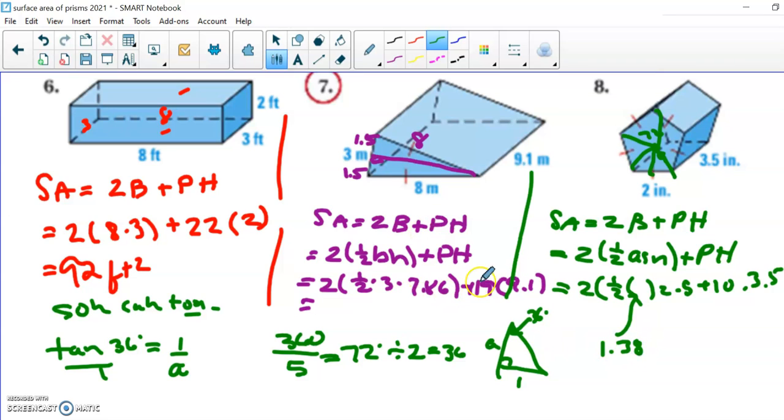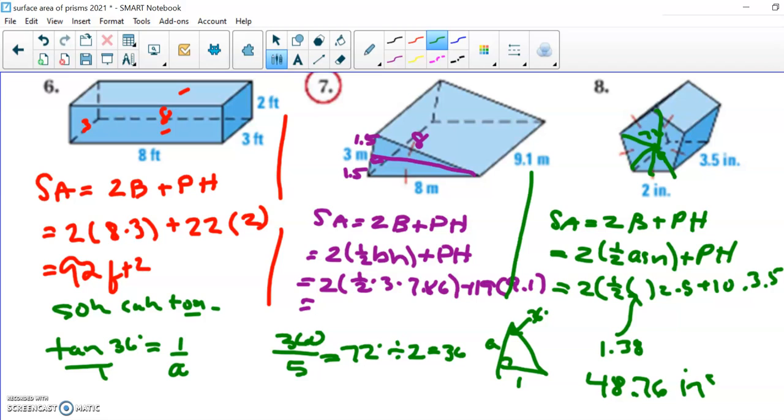And let's go ahead and punch that in our calculator. Again, the 2 and the 1/2 are going to cancel out. I'm not going to waste putting that in my calculator. So I'm going to say that times the side length, which is 2, times the number of sides, which is 5. That takes care of the bottom and the top of our prism. Now we're going to add in the lateral faces. So I'm going to add plus 10 times 3.5. And I'm getting about 48.76, if I punched it in correctly, and that would be square inches.